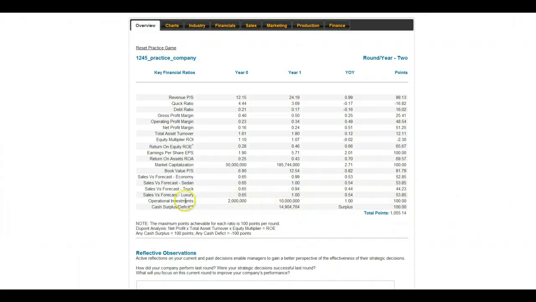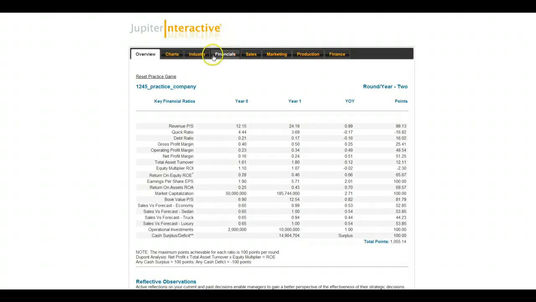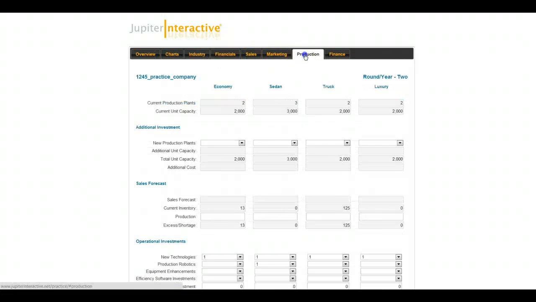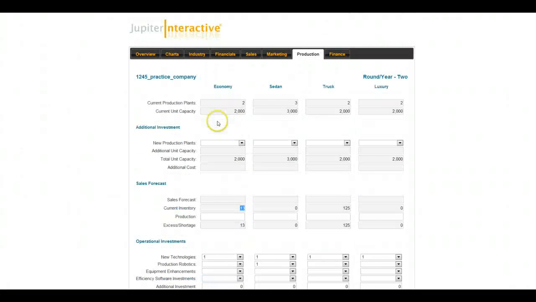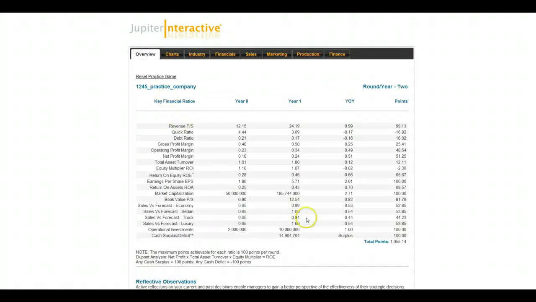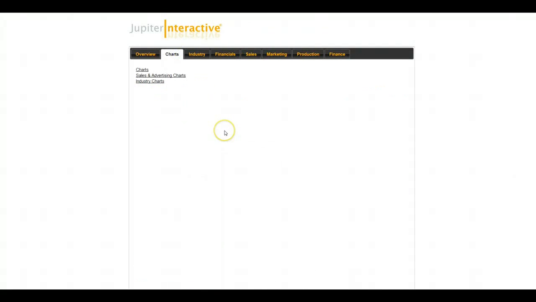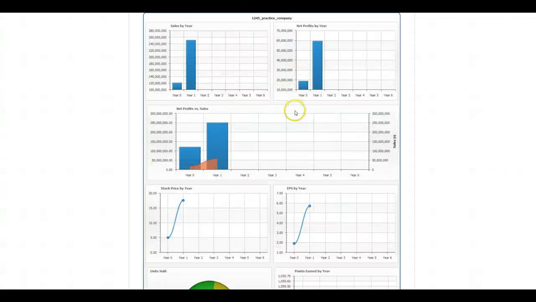I earned points for investing, making operational investments in the company, and running a surplus. But you see, my surplus was 14 million, and the pro forma financial statement said 18 million. So that could only mean that I must have had production, I must have had some leftover inventory. So I didn't sell this inventory, and that resulted in a smaller deficit than I had planned because of unsold vehicles. If I look at the charts, it'll show basically what my performance was.